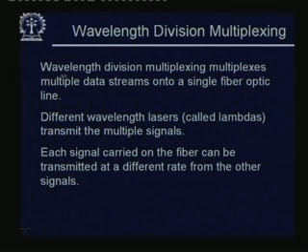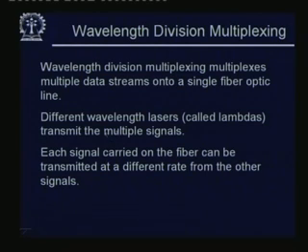So, wavelength division multiplexing multiplexes multiple data streams onto a single fiber optic line. Different wavelength lasers are called lambdas. Traditionally, lambda is used for denoting a wavelength, and it is quite extensively used in this optical communication domain. So, different frequencies are called different lambdas, and they transmit the multiple signals.